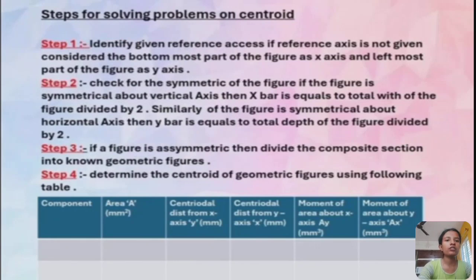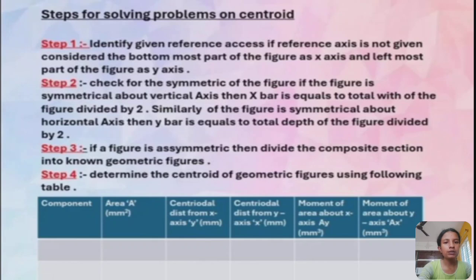Steps for solving problems on centroid. Step 1: Identify the given reference axis. If the reference axis is not given, consider the bottommost part of the figure as x-axis and the leftmost of the figure as y-axis. Step 2: Check the symmetry of the figure.